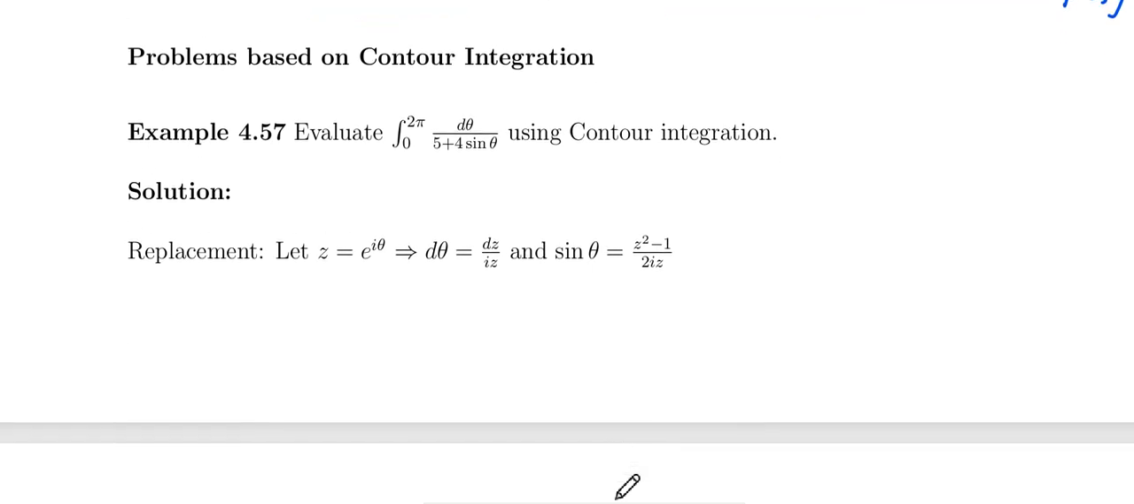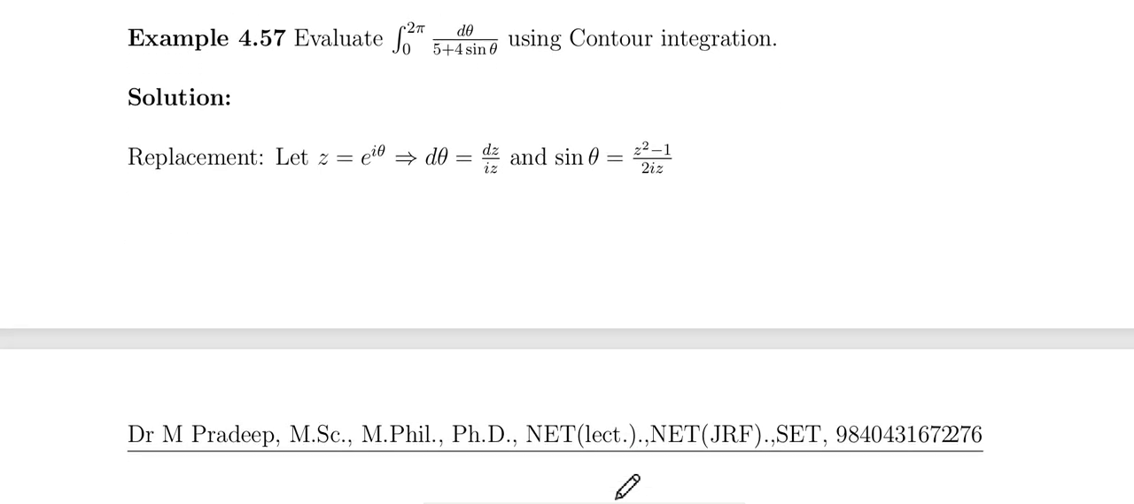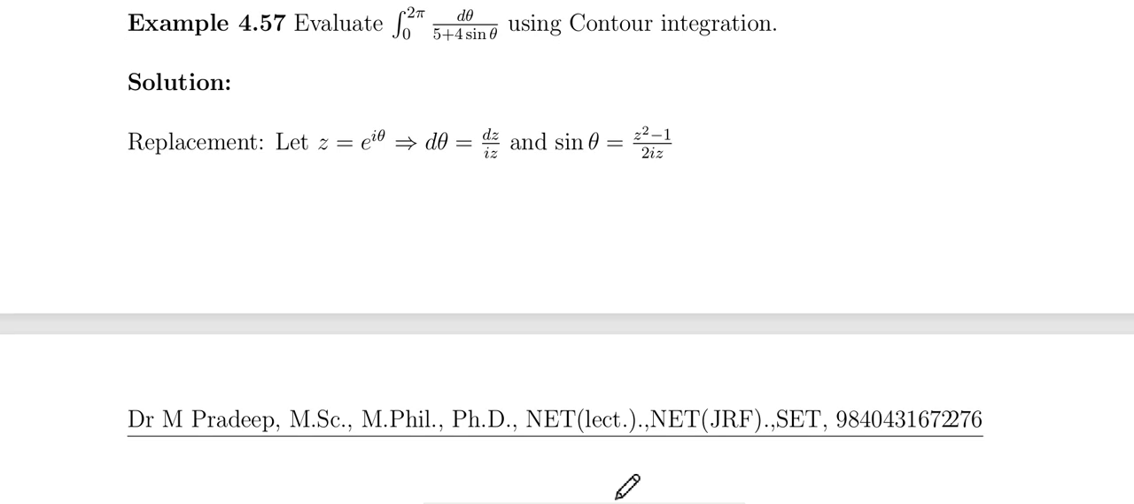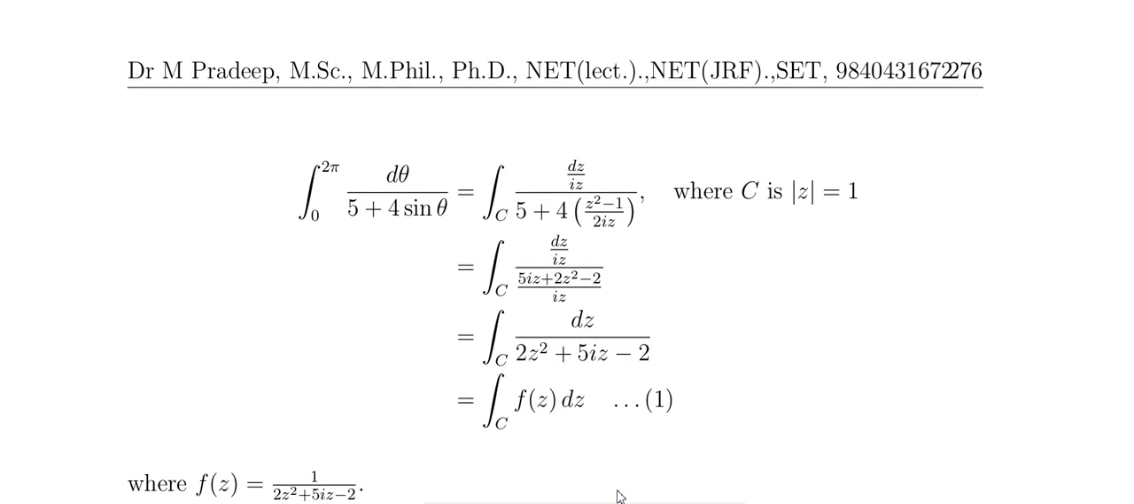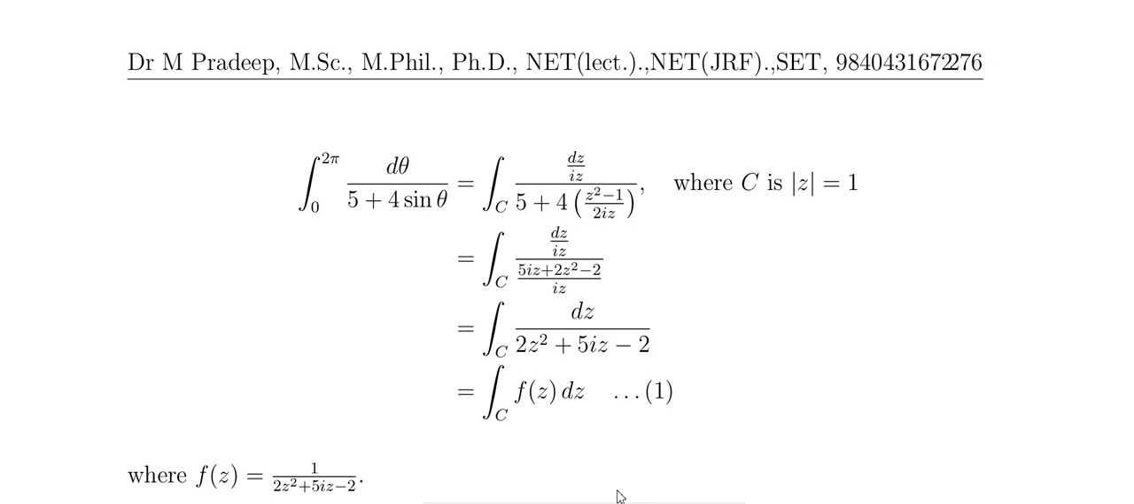And evaluate using the contour integration. This is the procedure: z equal to e power i theta, d theta equal to dz by iz, sin theta equal to z square minus 1 divided by 2iz. If you replace this here, what will the problem become? It changes totally in terms of z. After it is totally in terms of z, you can apply the Cauchy residue theorem.